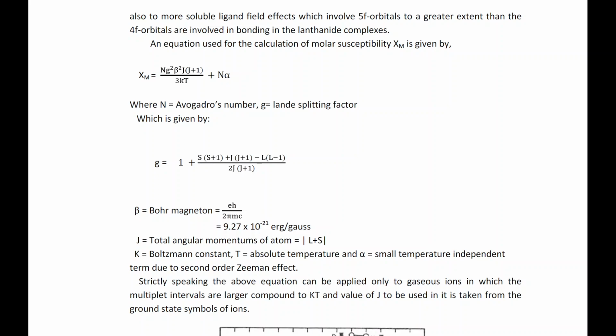the lanthanide complexes. An equation used for calculation of molar susceptibility χm is given by χm = Ng²β²J(J+1)/3kT + Nα, where N is Avogadro's number, g is the Landé splitting factor, which is given by g = 1 + [S(S+1) + J(J+1) − L(L+1)]/2J(J+1), where β is the Bohr magneton, whose value is 9.27 × 10^-21 erg per Gauss.